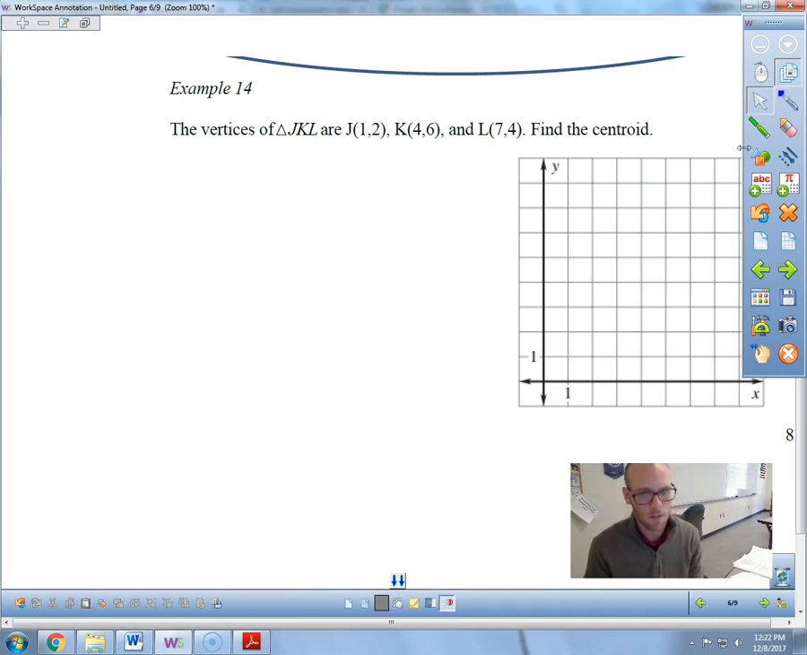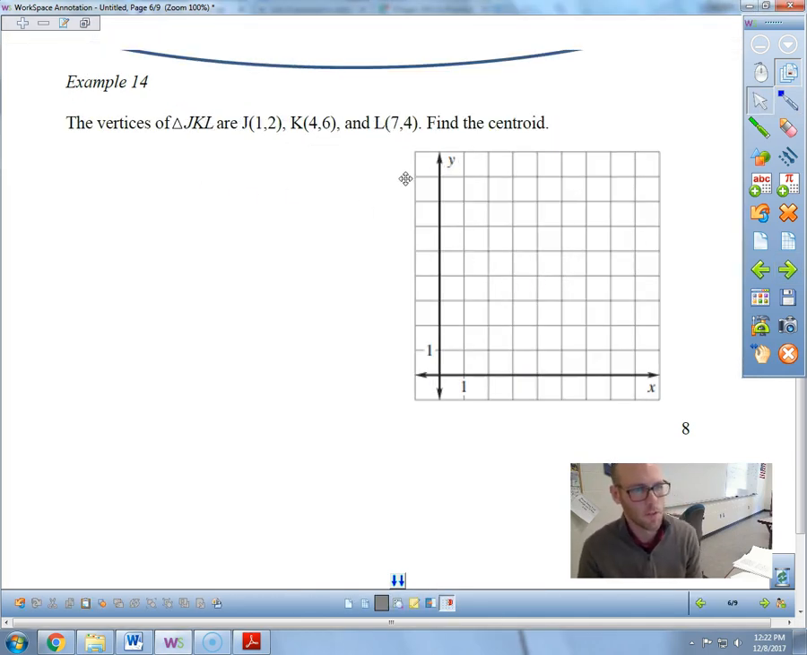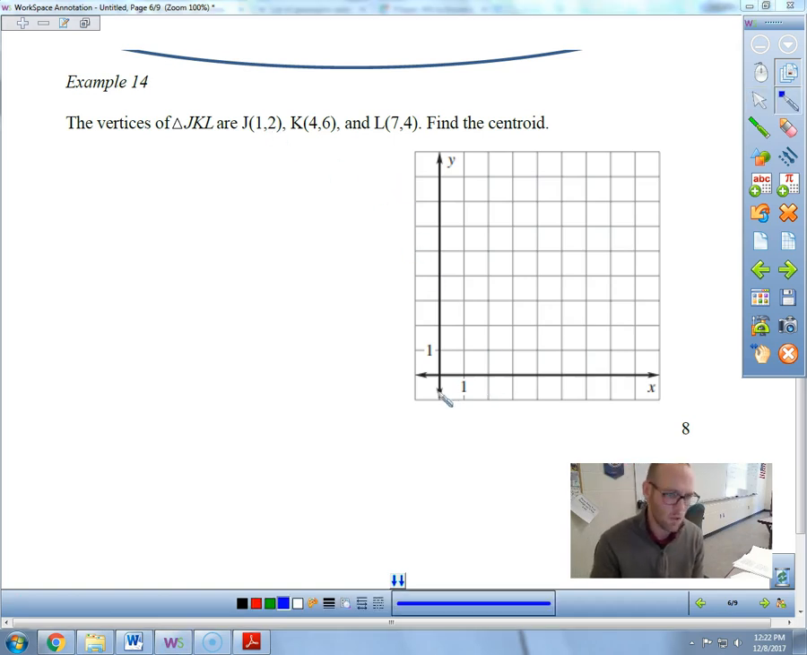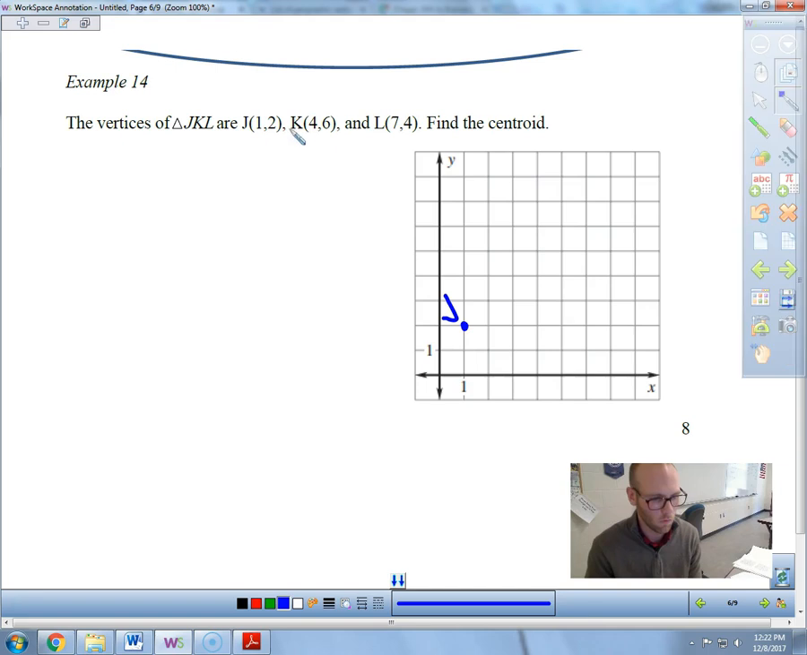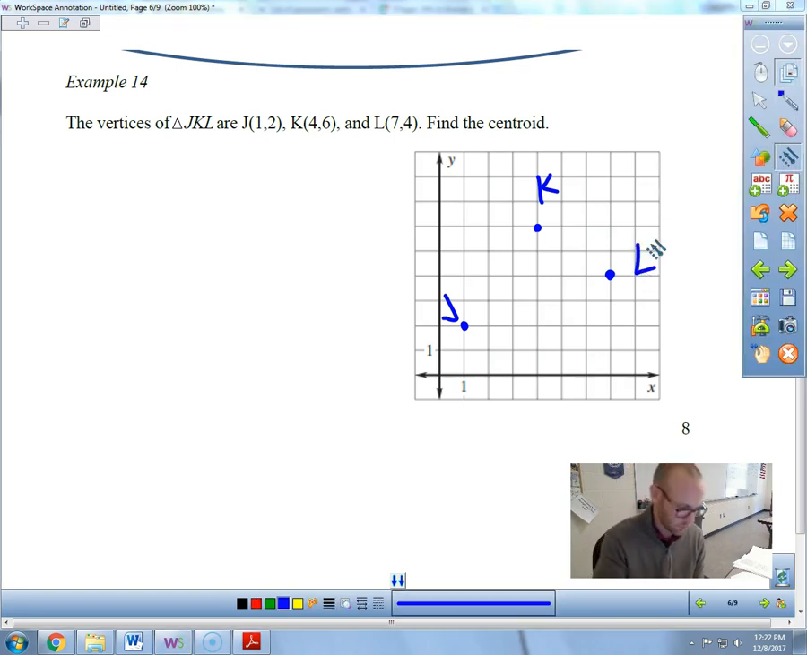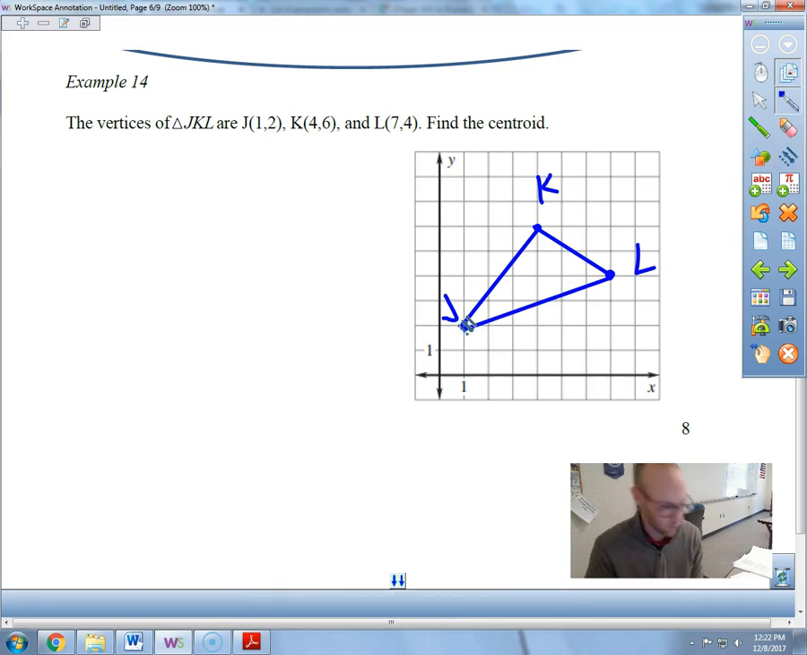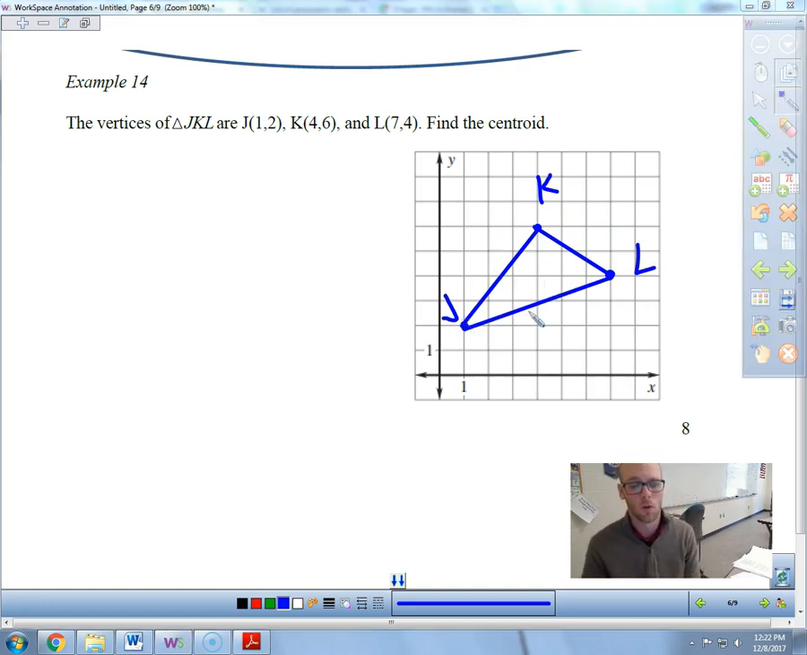So what I'd like us to do next is, if I give you the vertices of the triangle, I want you to find the centroid. So we've got the point J at (1, 2). I've got the point K at (4, 6). There's K. L is at (7, 4). There it is. So where is the centroid of this triangle?